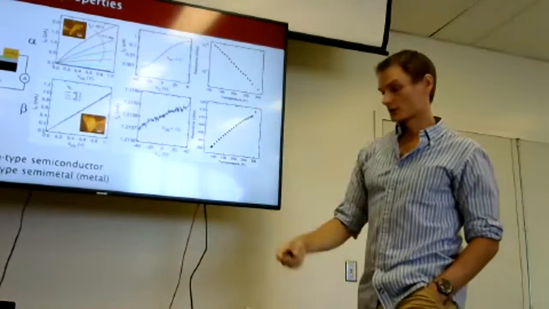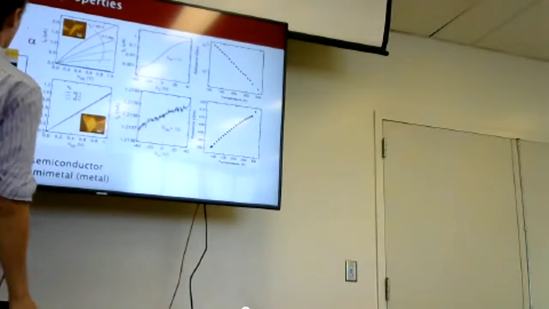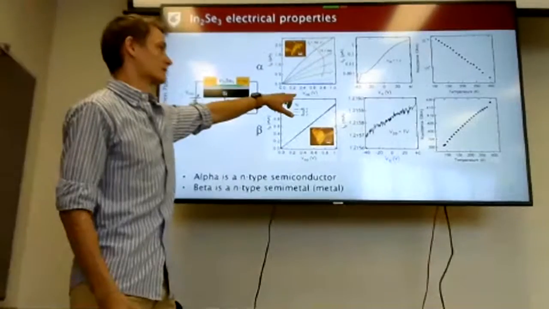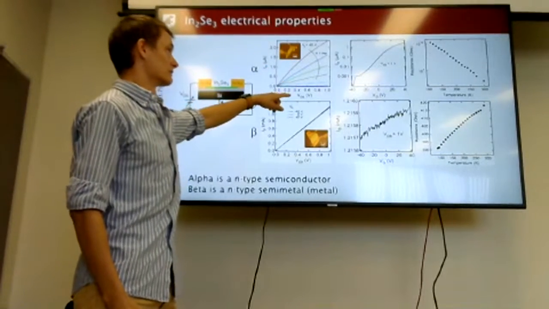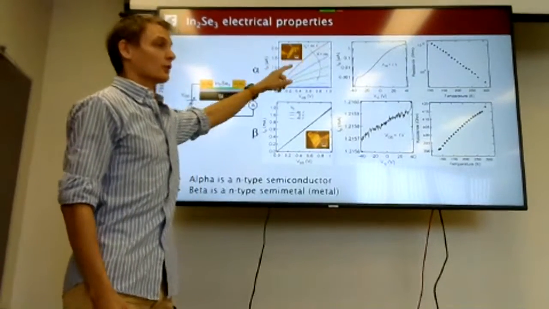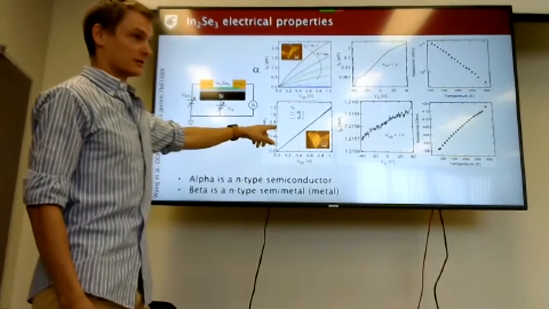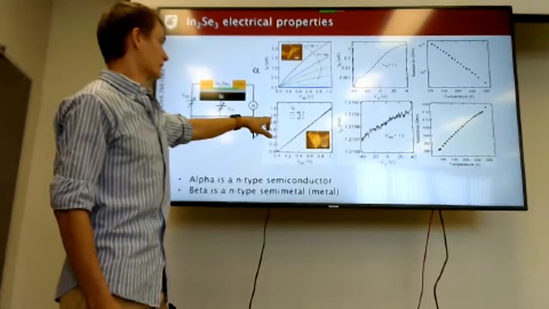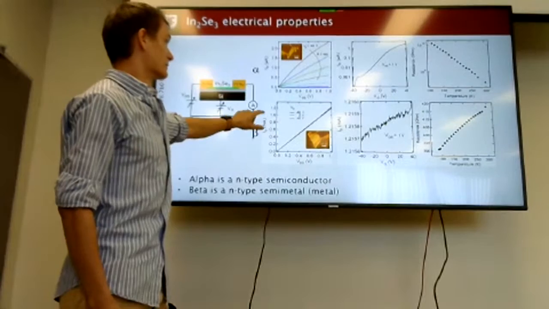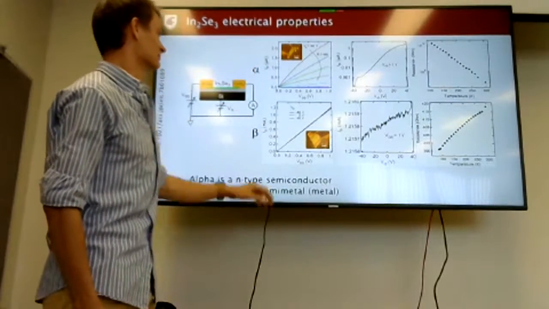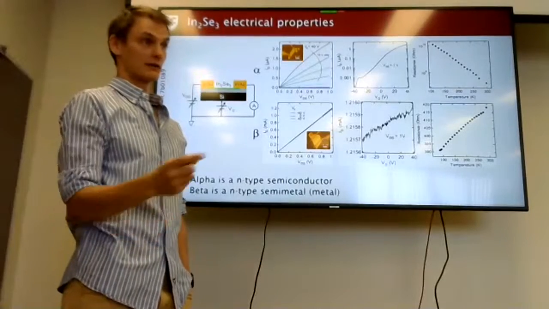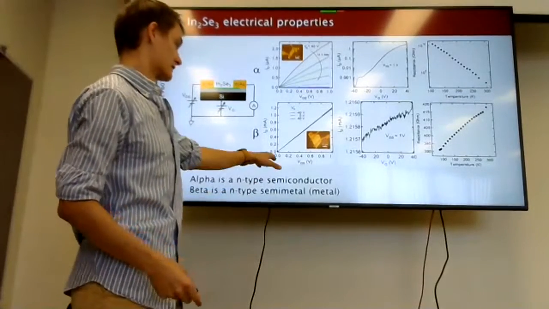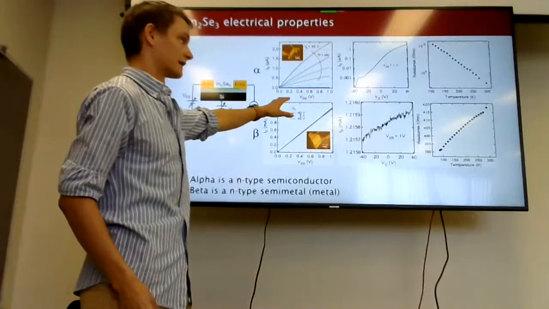And what we can see in this first column is the drain current versus the drain source voltage. And what we see is that the alpha phase varies a lot as we vary the gate voltage, whereas the beta phase varies almost not at all. But what we should point out is that this scale is in milliamps and this scale is in microamps. Okay? Beta phase conducts way more electricity, even though it's not tunable in this 40 to -40 range.